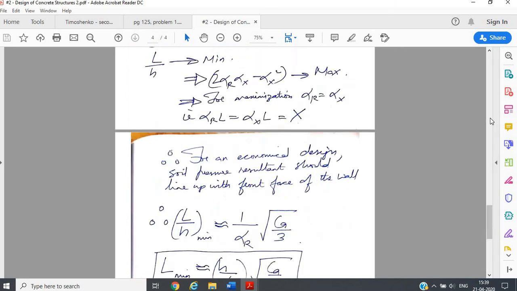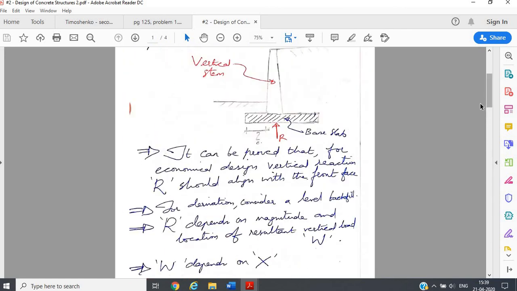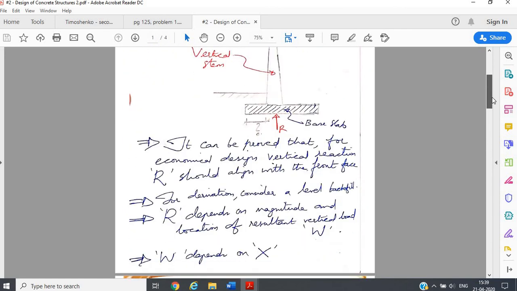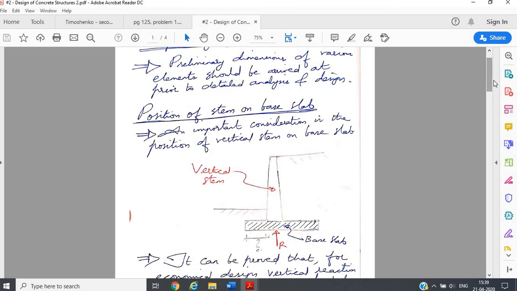Okay, so this much is for today's lecture. Remember, today what we discussed was just one aspect, which is equally applicable for both cantilever retaining wall as well as counterfort retaining wall, which is the position of the vertical stem with respect to the base slab. It should be positioned such that the soil reaction comes close to the vertical side of the stem.